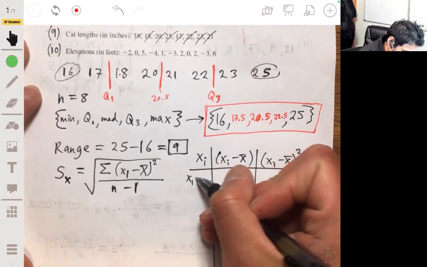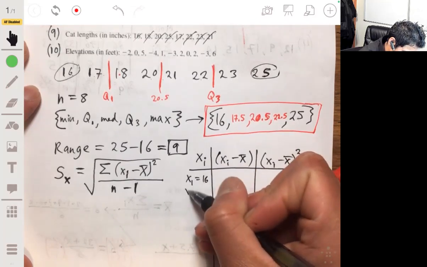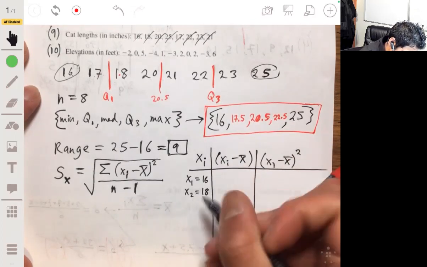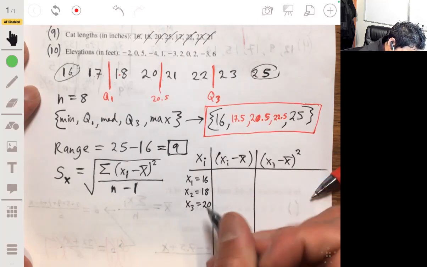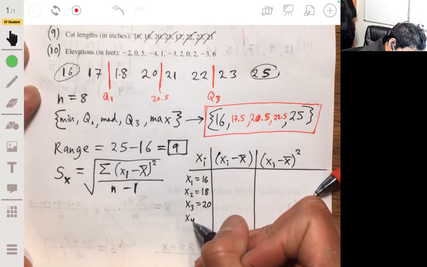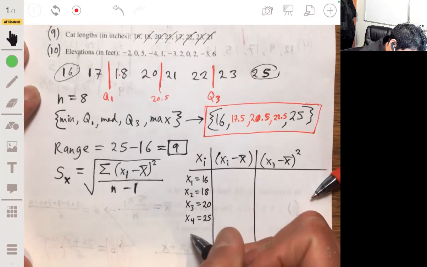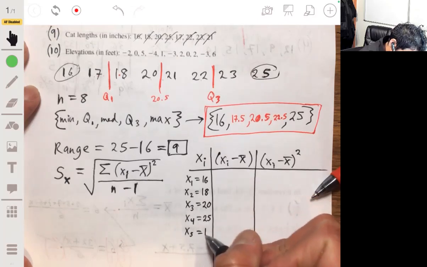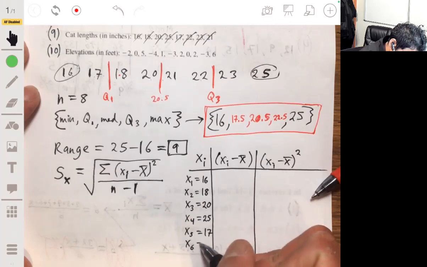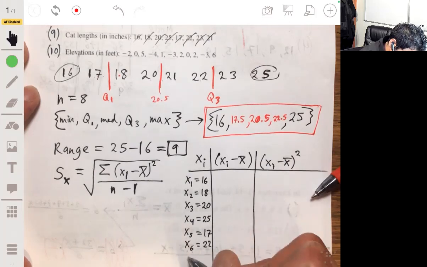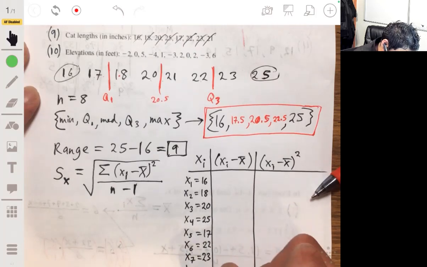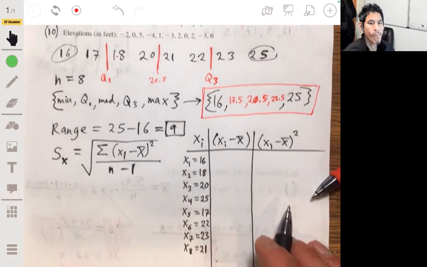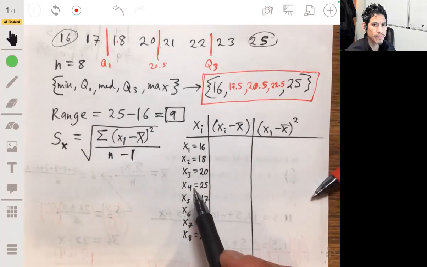So x1 is 16, x2 is 18, x3 is 20, x4 is 25, x5 is 17, x6 is 22, x7 is 23, and x8 is 21. So these are the values.